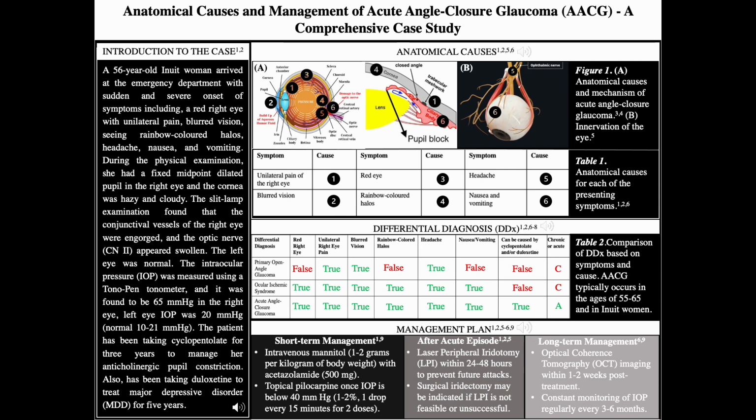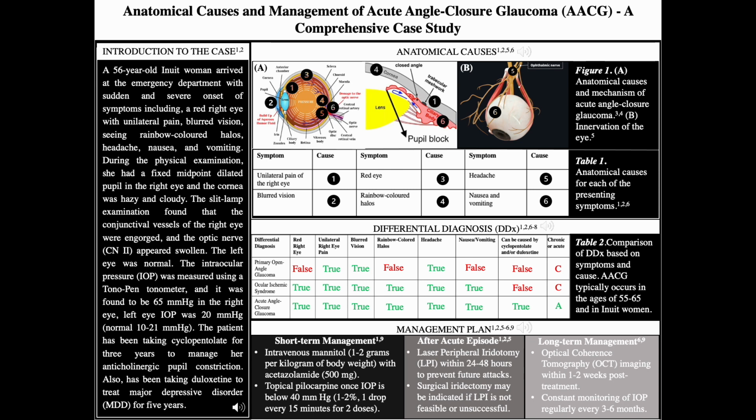Number 2 indicates the anatomical cause of blurred vision, which arises due to corneal edema caused by an increase in intraocular pressure, which alters the refractive properties of the cornea, leading to visual distortions. This is why number 2 is in front of the cornea to represent corneal edema.